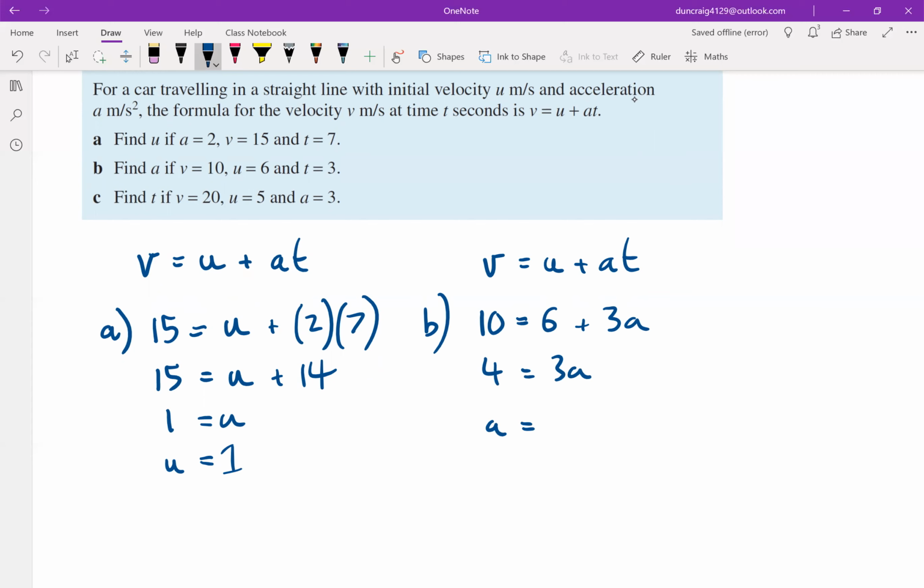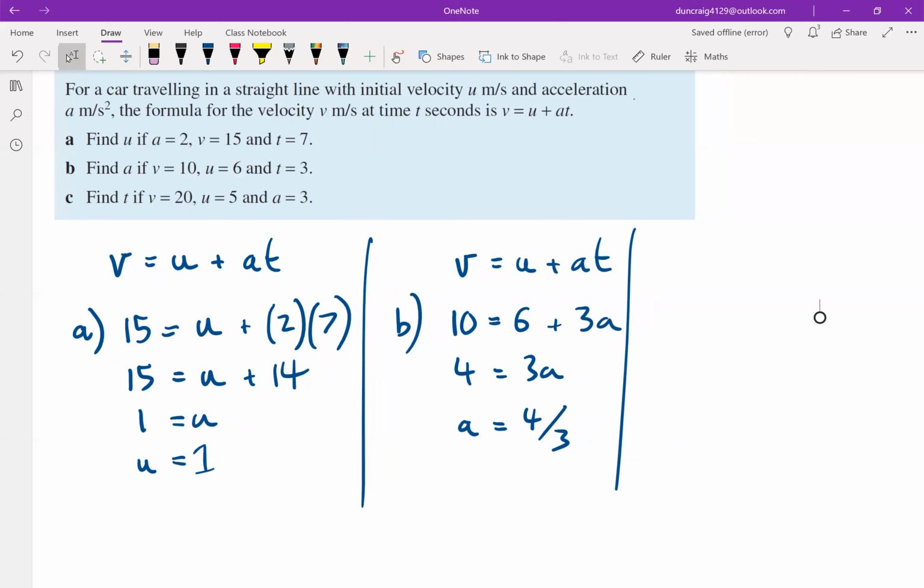So a is equal to 4 divided by 3. Okay, so there's our first one, our second one. And I'll just come over and we'll do our third one over here. So I'm just going to write out the formula again, just so we've got it as a reference, v = u + at. And this final one, we want to find t.